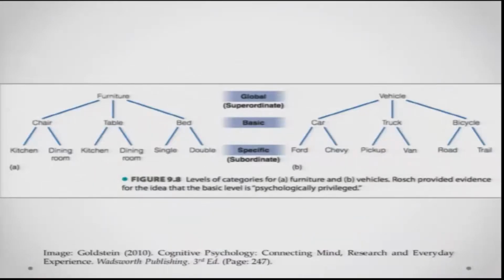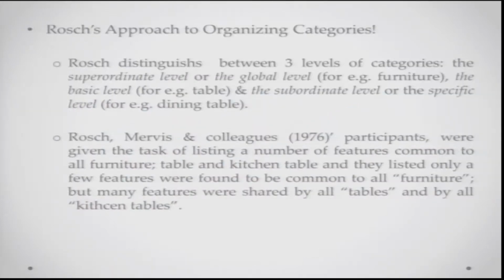Because this kind of categorization is possible, Rosch talks about these three levels of categorization. She says that there are superordinate or global categories, there are basic categories and there are specific categories. For example, you can talk about furniture as a global level category and chair and table as basic level categories, and then if you go specific like kitchen table, kitchen chair or dining table, study table, etc., you are talking about more specific categories. So, Rosch says three levels: the superordinate or global level, the basic level, and the subordinate or specific level, which is there for each specific object.